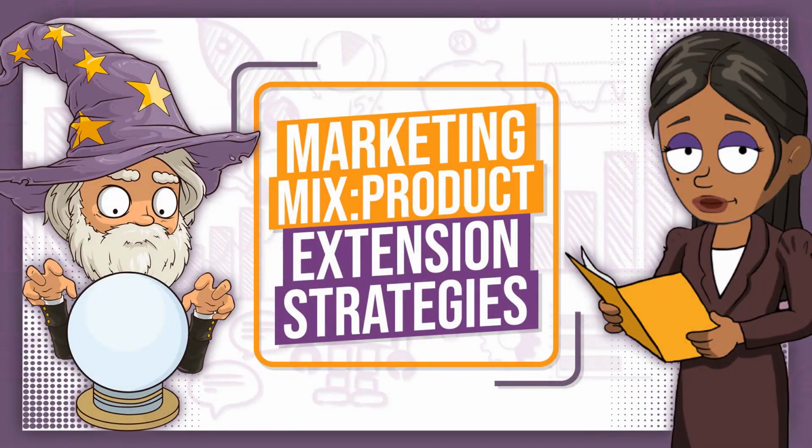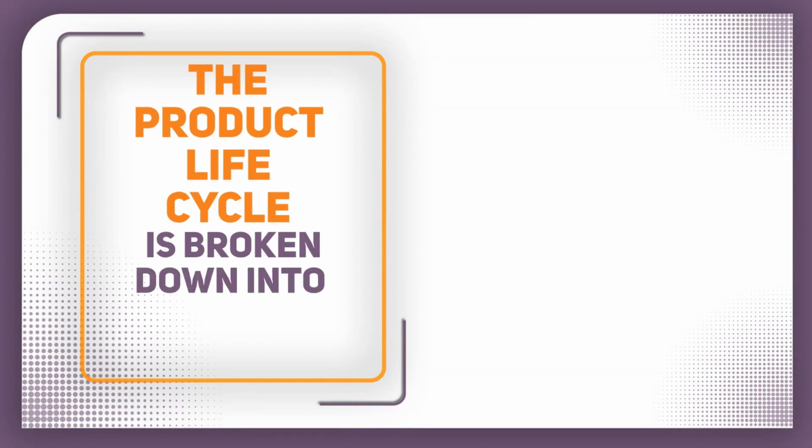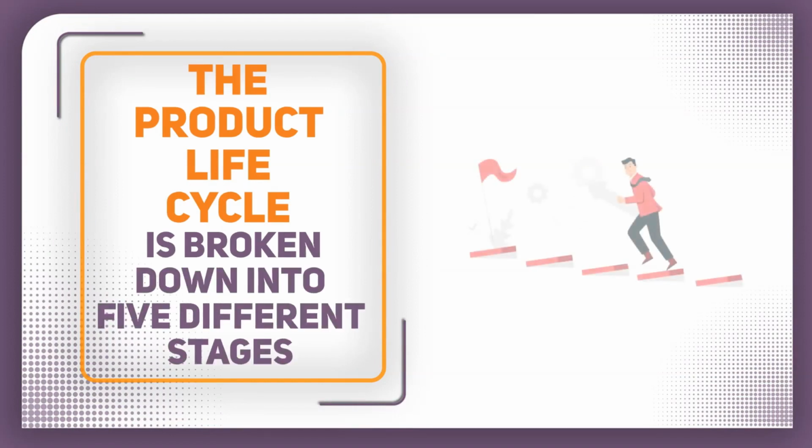In this video, we will be looking at product extension strategies, what they are and how they can be used to avoid a product going into the decline stage of its life cycle. As we have discussed in another video, the product life cycle is broken into 5 stages. Let's remind ourselves of each stage and take a look at a quick example.